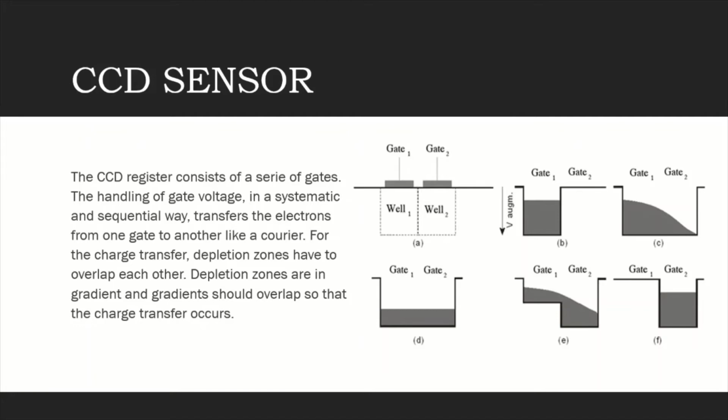This process is repeated several times until the charge is transferred across to the shift register. When the gate voltage is low, it acts as a barrier, whereas when the voltage is high, the charge can be stored.